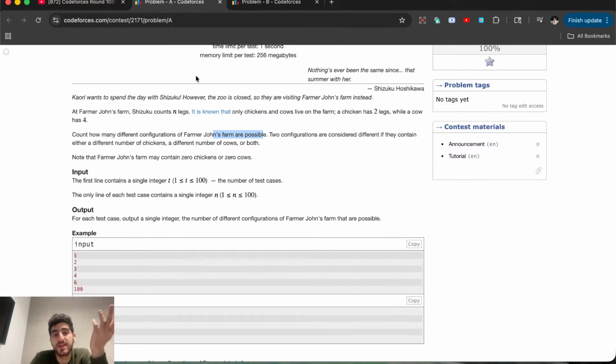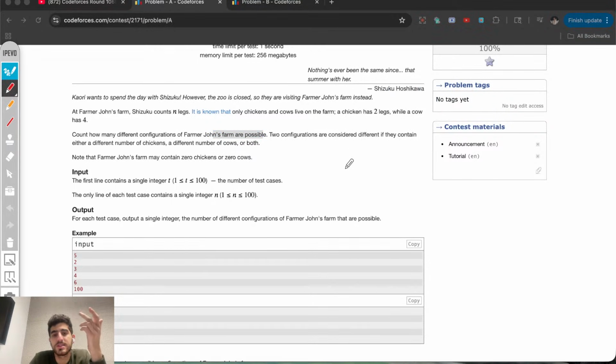Because that is the first fact that we can say about it. Definitely, when you look at this problem, the first thing that should come to your mind is this: if n is odd, the answer is 0. That's the first thing that should come to your mind after reading this problem, because a chicken has 2 legs and a cow has 4 legs, so it's impossible that the total number of legs will be odd.